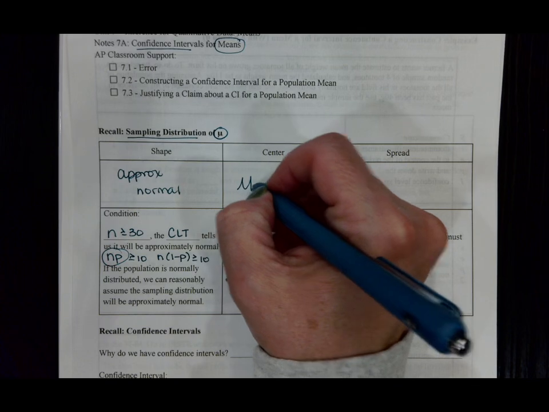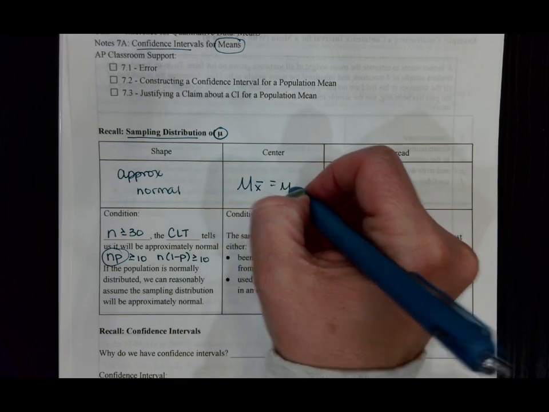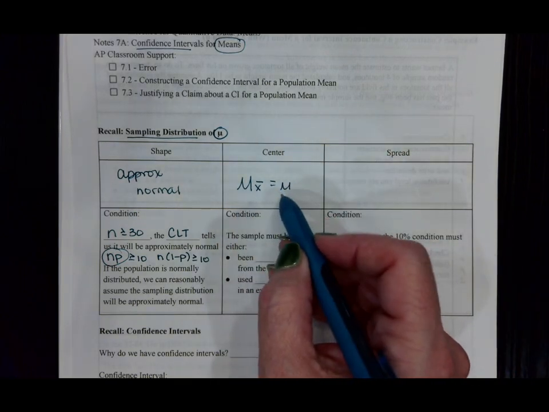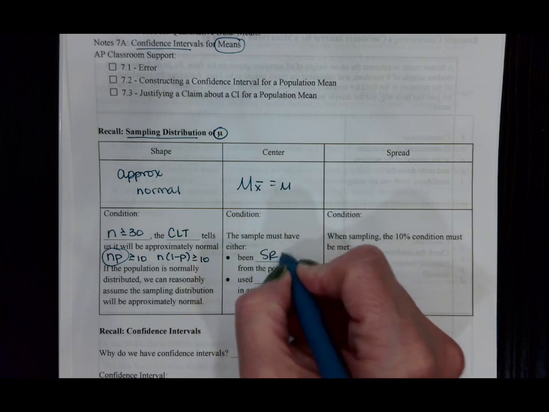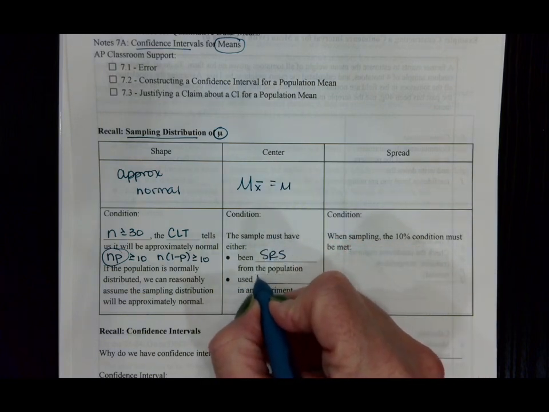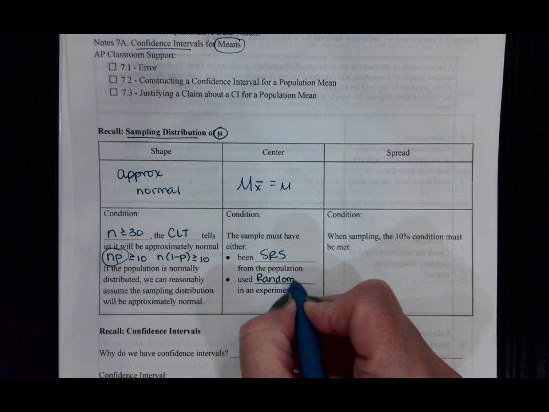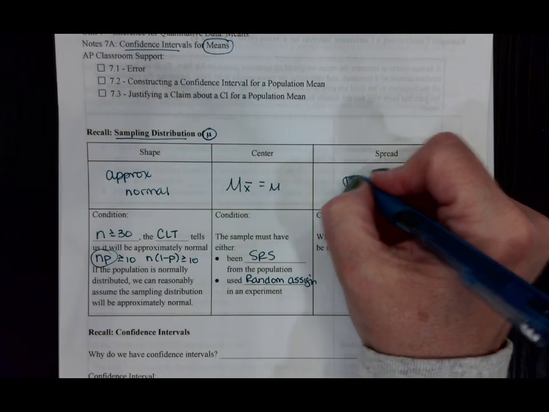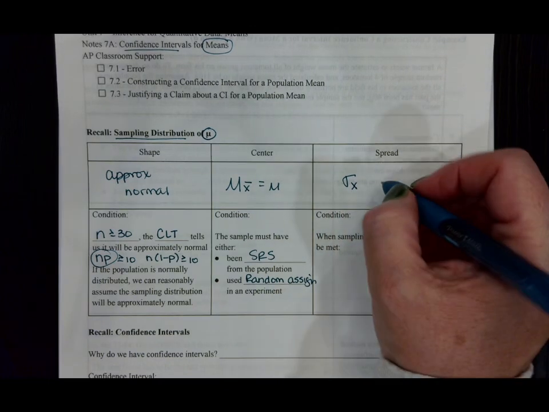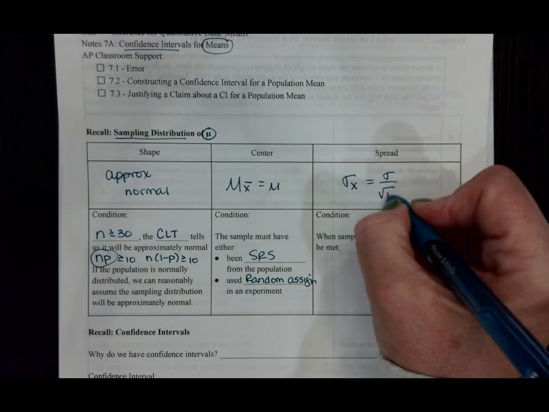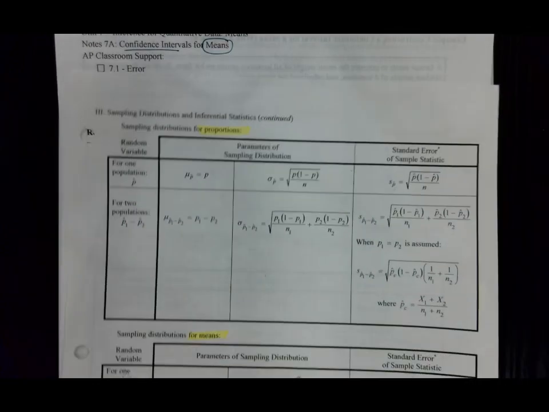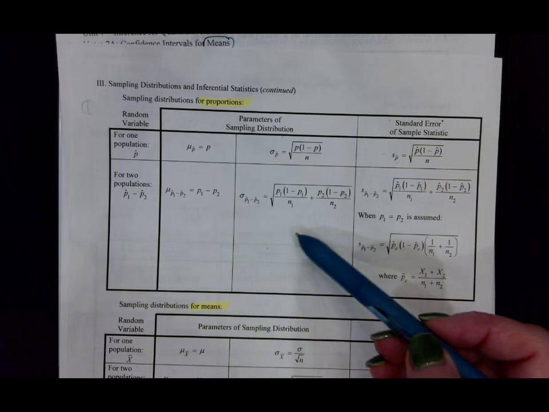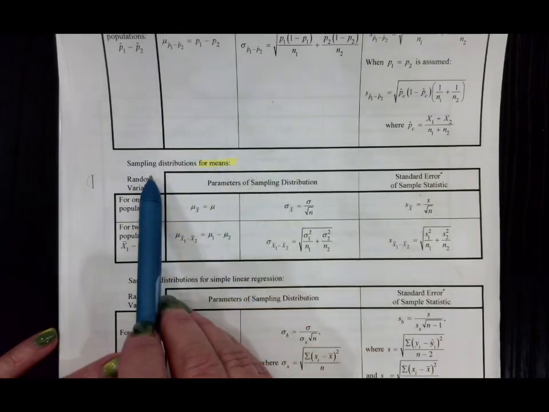So our center, when we're dealing with means, is x bar equals mu. And this happens when we have an SRS, or with an experiment if we have random assignment. Okay. Our spread is our standard deviation. So our standard deviation is going to be sigma over the square root of n. Now, this is on our formula sheet. If we look at this, this was proportions. This is what we dealt with in the last chapter, and now we're dealing with means. So, sampling distributions for means.